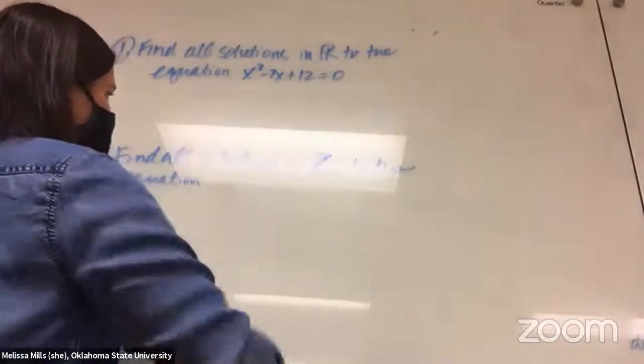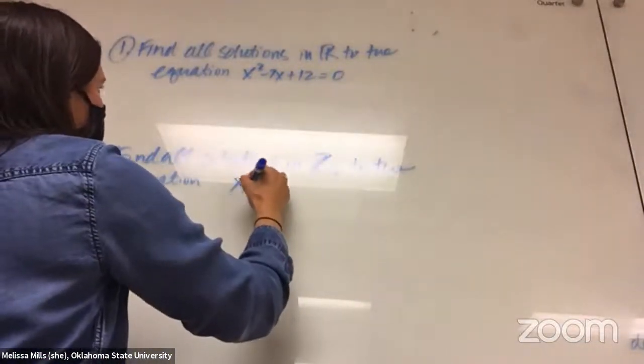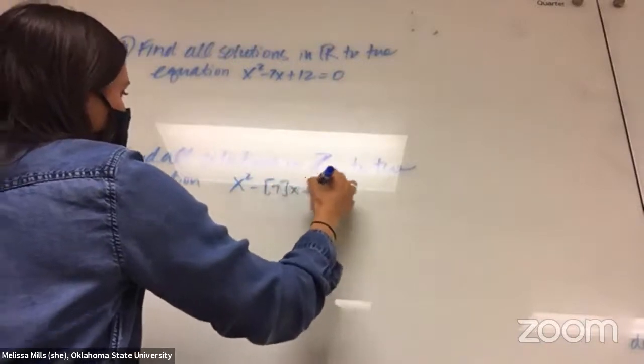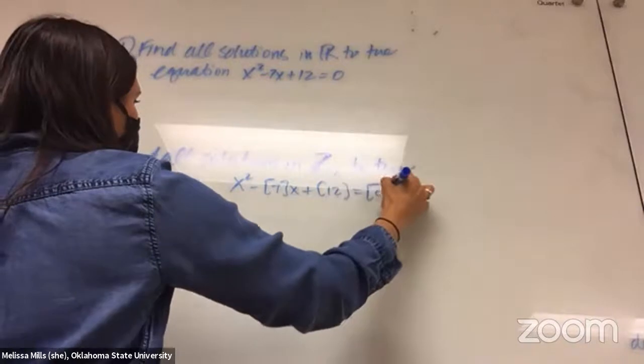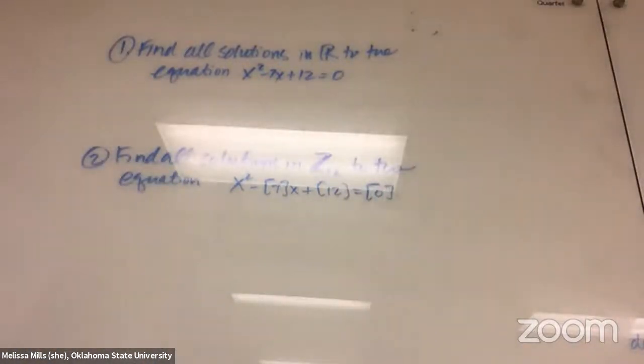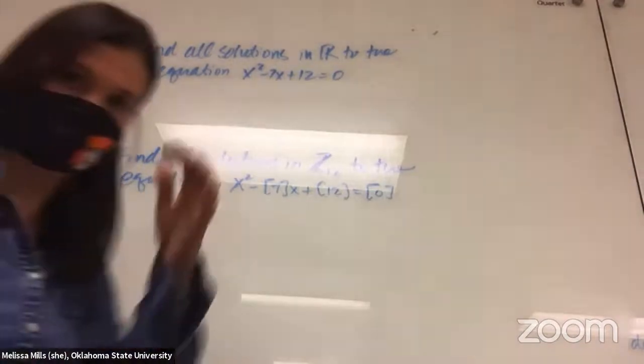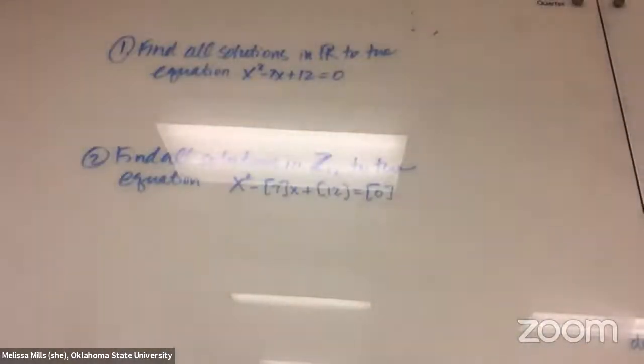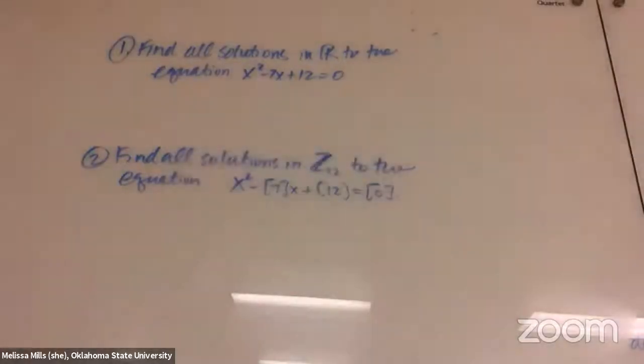I guess here, if I want to be pedantic, I can write x squared minus 7x plus 12. Now you might need to use your classmates on the solutions in Z mod 12, because you're going to check them all.